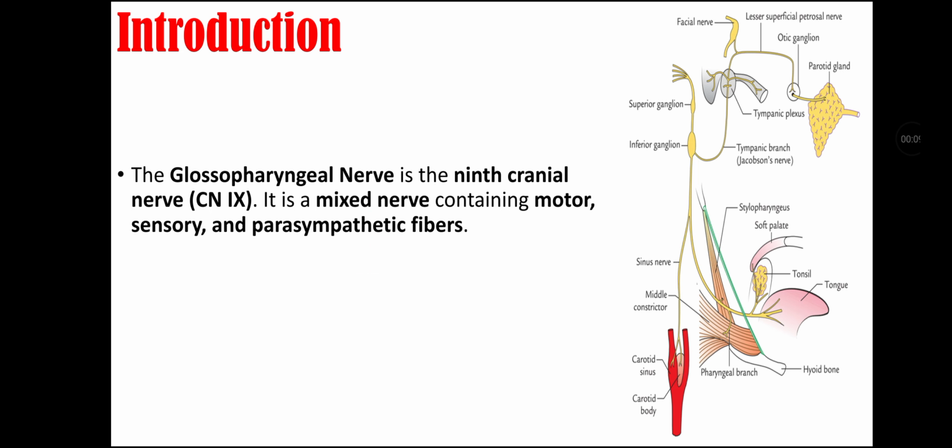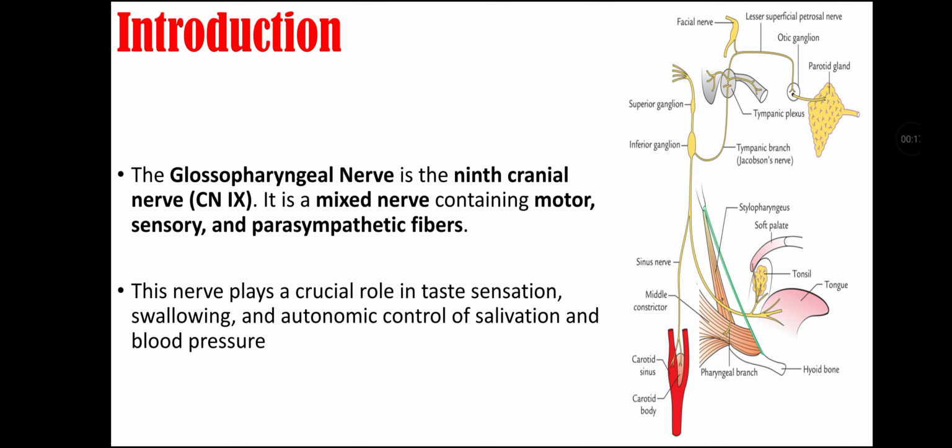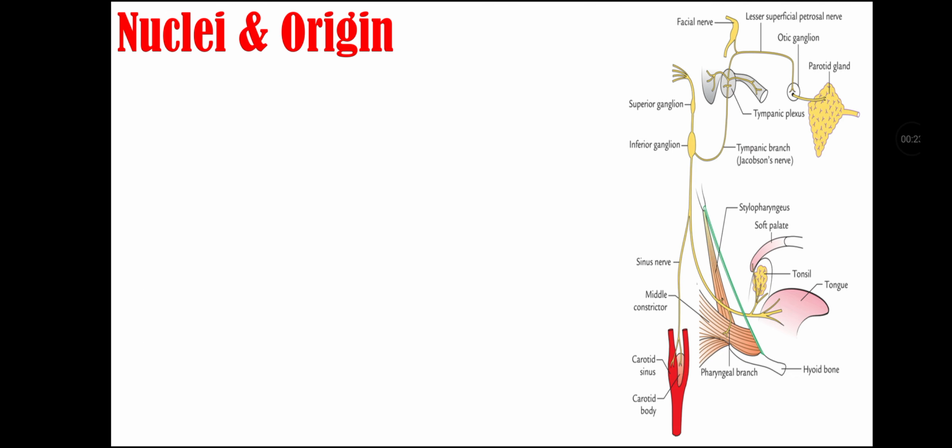So let's start our topic with introduction. Glossopharyngeal nerve is the ninth cranial nerve. It is a mixed nerve that contains motor, sensory and parasympathetic fibers. This nerve plays a crucial role in taste sensation, swallowing and autonomic control of salivation and blood pressure.